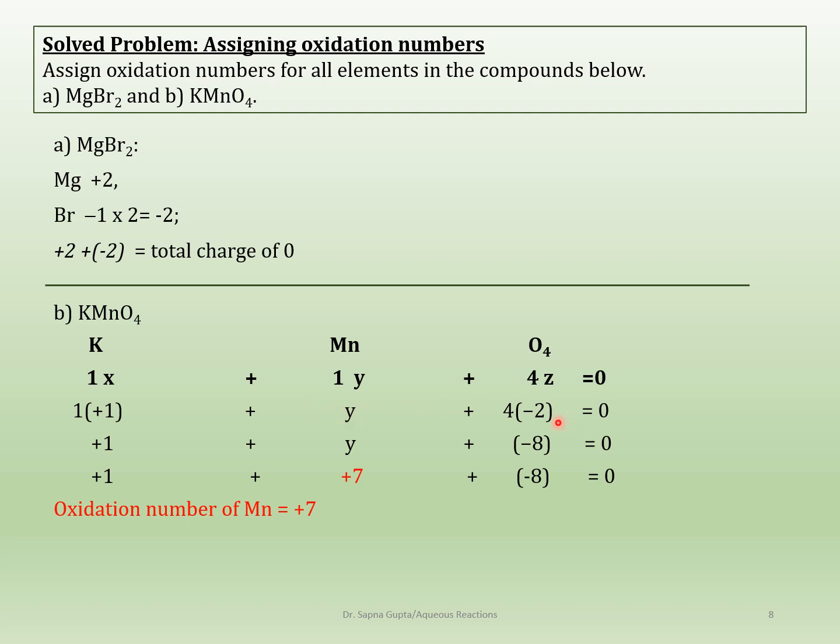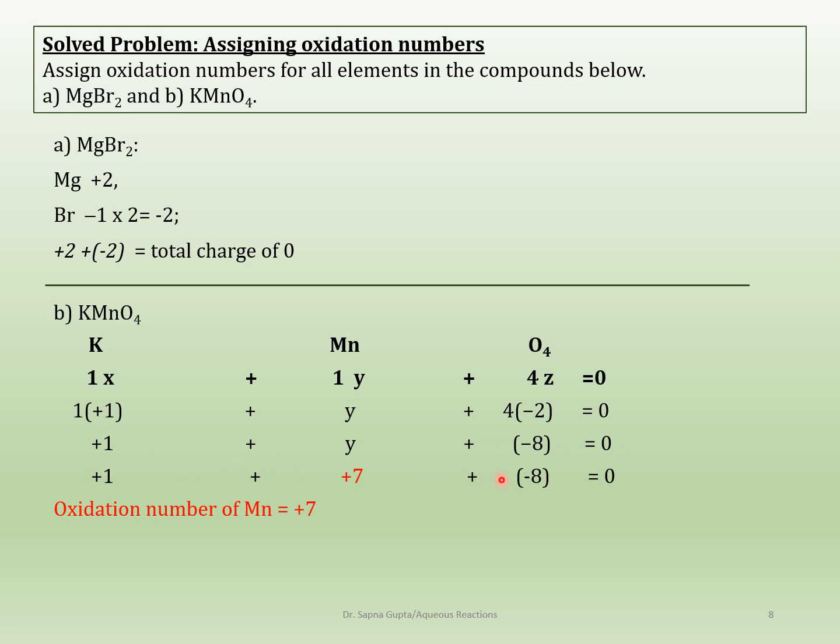Oxygen, we definitely know it's going to be -2, okay? So the oxidation number on oxygen is -2. Now, the 4 over here indicates that you have 4 of oxygen, so the total charge on oxygen is -8. So the total charge on potassium is +1. The total charge we don't know for manganese, and that's what we're trying to calculate here. And then the total charge on oxygen is -8. So all of this should be equal to 0.